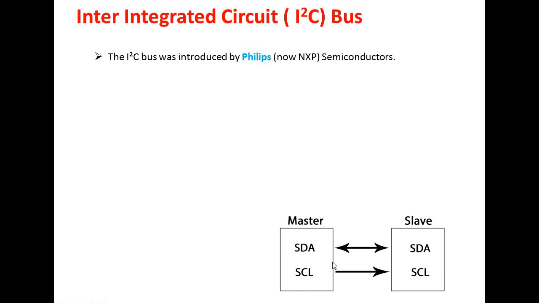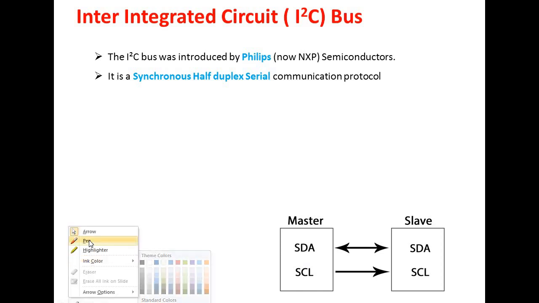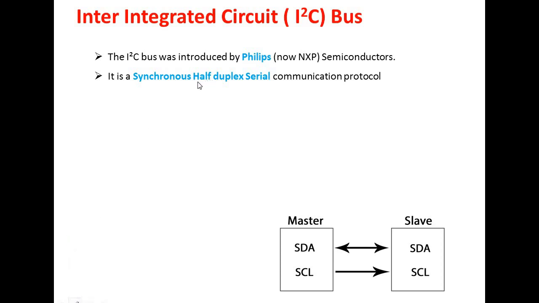And coming to the next point, it is a synchronous half-duplex serial communication protocol. As we discussed earlier, it is a synchronous protocol. Synchronous means the clock is transmitted along with the data. And it is a half-duplex serial communication protocol. Listen, it is half-duplex communication. That means a single transmission line is used for both transmission and reception.